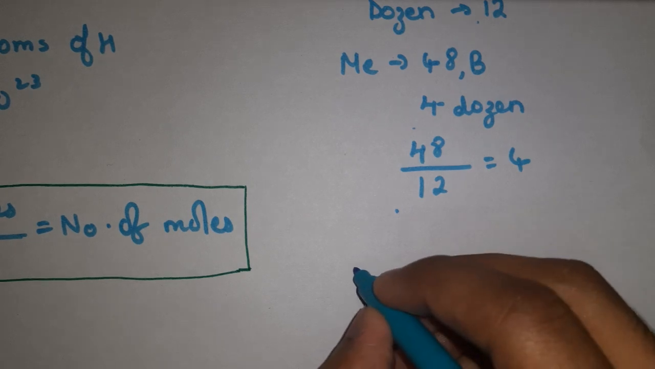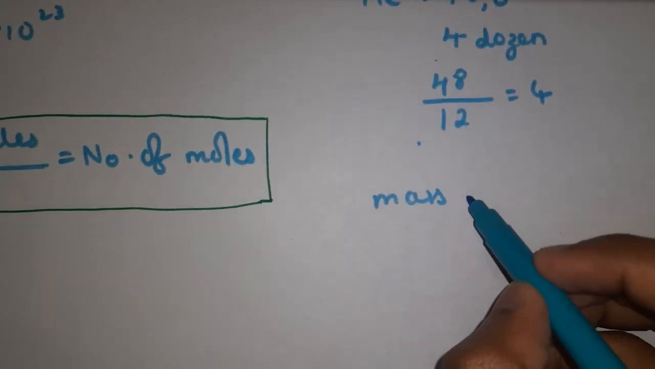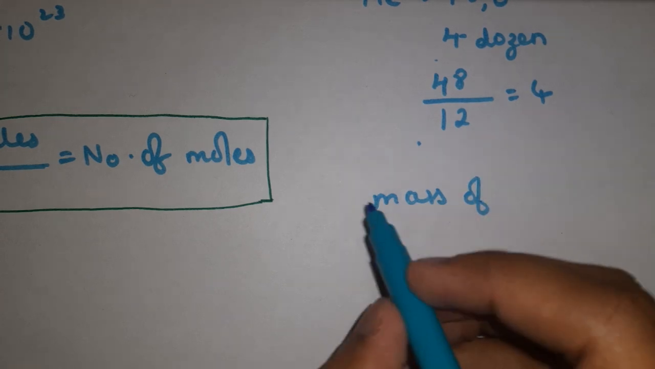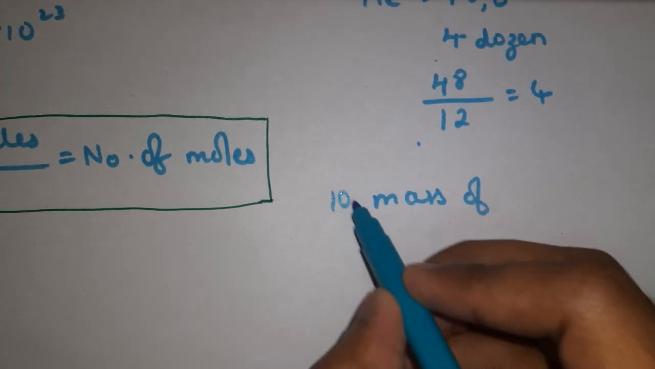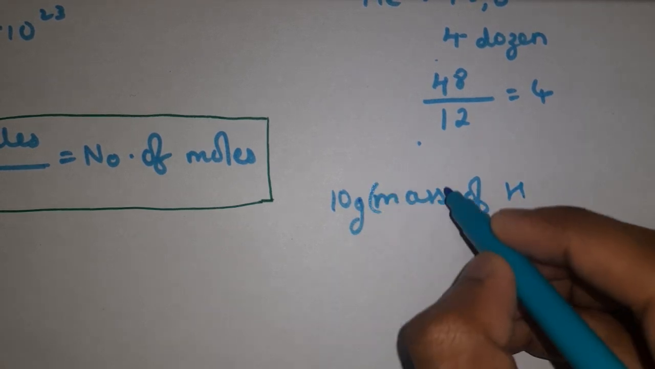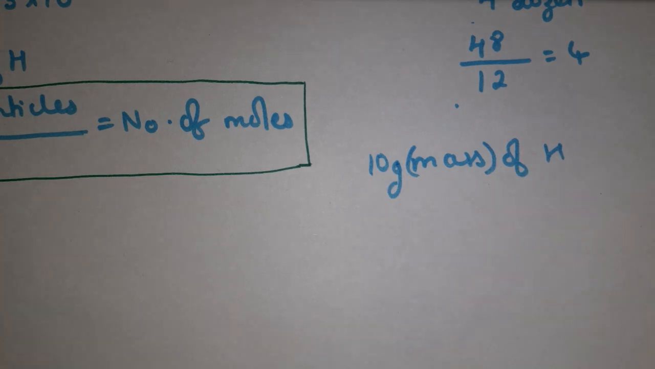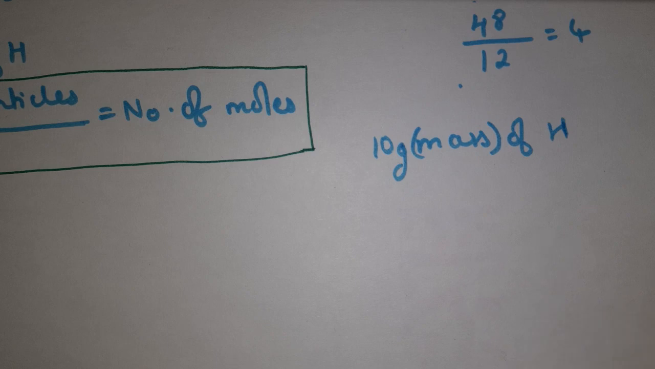Now if I have, let's say, 10 grams of hydrogen, and 10 grams is the mass of hydrogen that I have, and I'm asking you, how many moles of hydrogen do I have? What do you say? What do you actually do here?